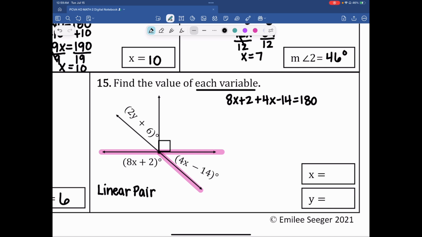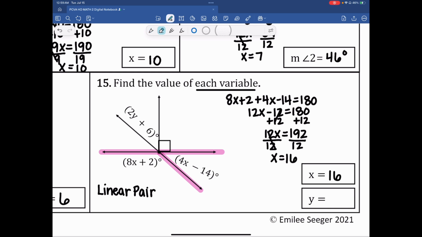All right, so again, combine like terms, that's going to be 12x minus 12 equals 180. Add that 12 over. So I have 12x equals 192. And then we're going to divide 12 on both sides. And once I divide 12 on both sides, that's going to give me 16. So we now know that x equals 16.